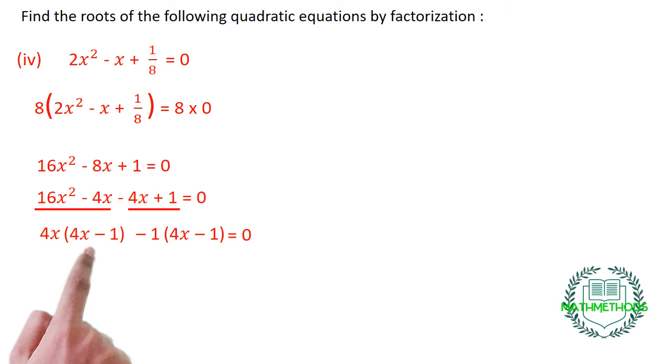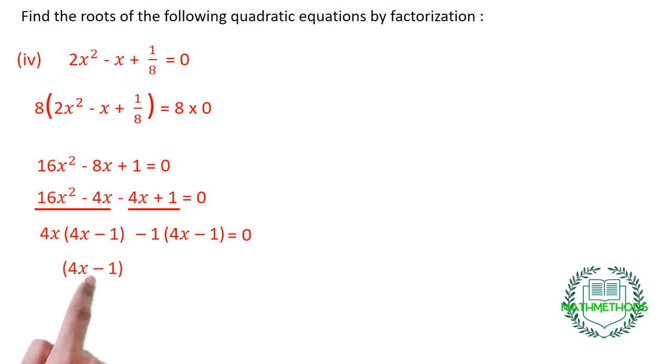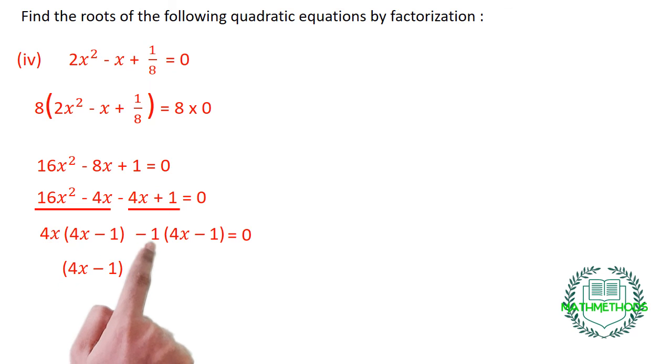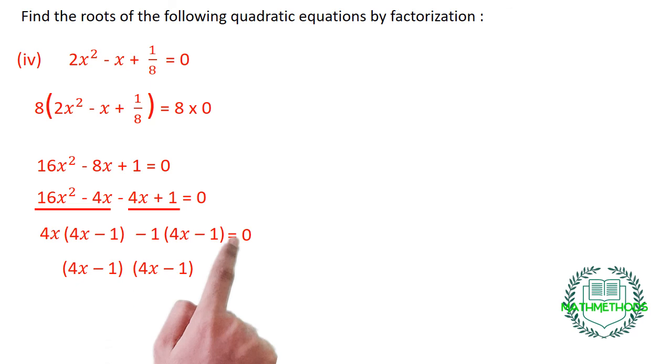Now 4x minus 1 and 4x minus 1 is common in both these terms. If you don't get such a common factor in both the terms, that means you have not done the factoring correctly. Take out the common factor 4x minus 1 and into another bracket we'll have 4x minus 1. 4x minus 1 times 4x minus 1 equals 0.